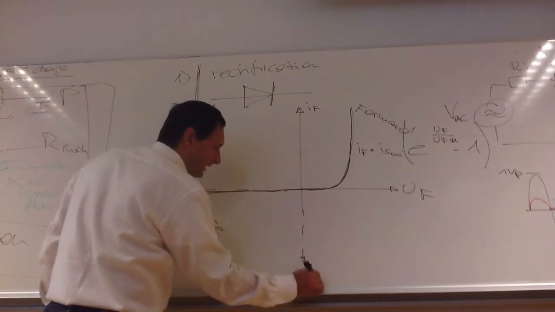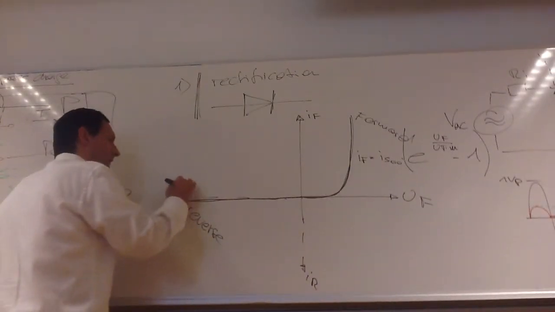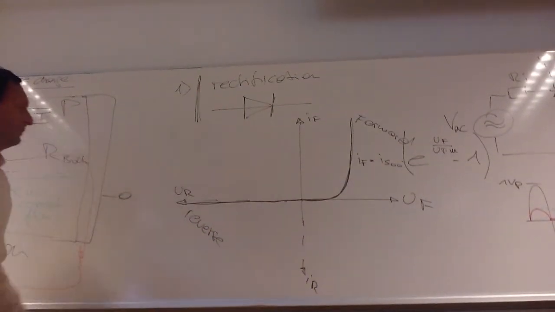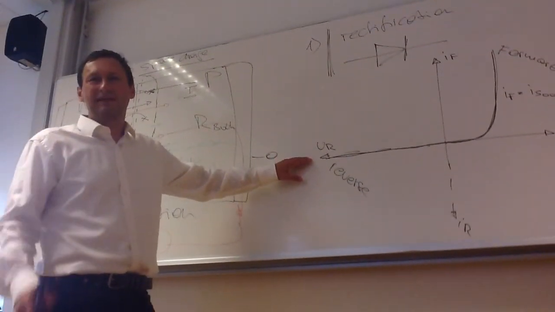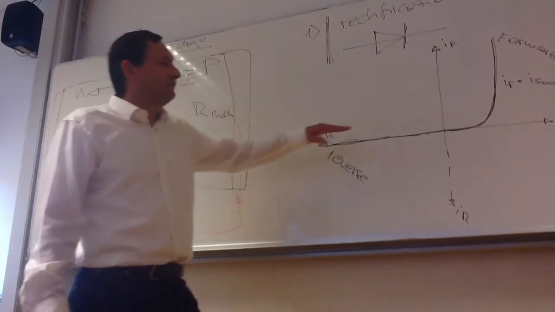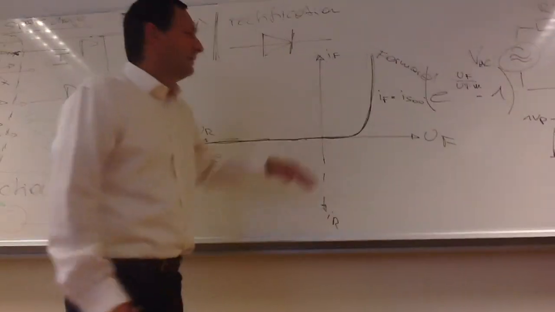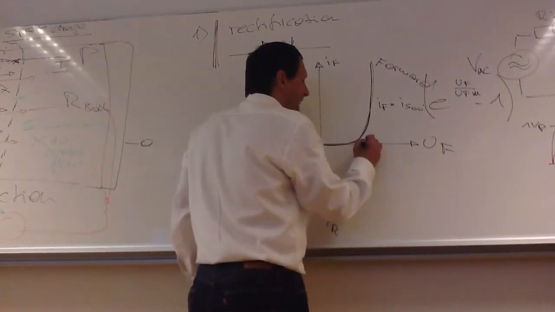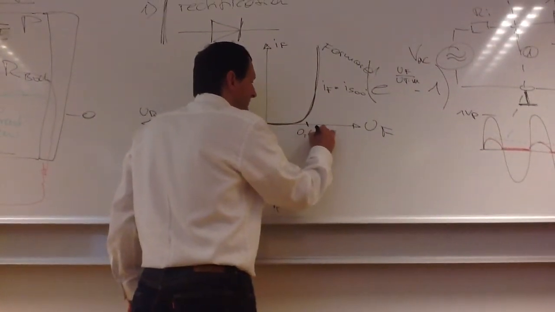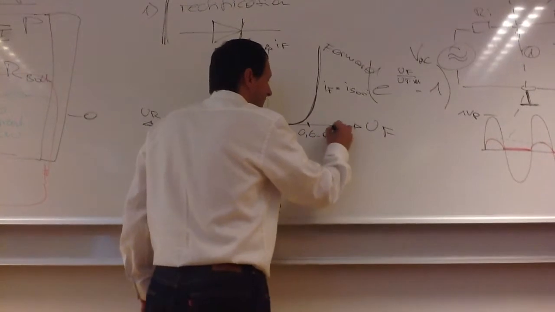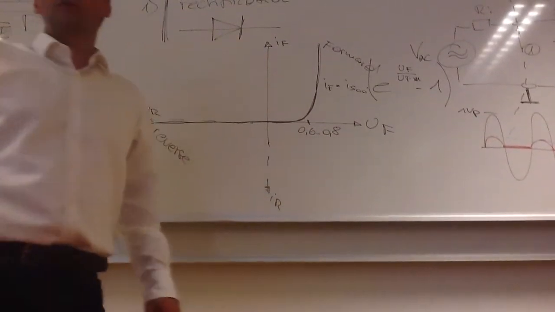That's the reverse current and the reverse voltage. So in reverse direction, the diode is nearly ideal. But in forward direction, you see, there is some voltage drop along the diode. So it's roughly 0.6 to 0.8 volts.